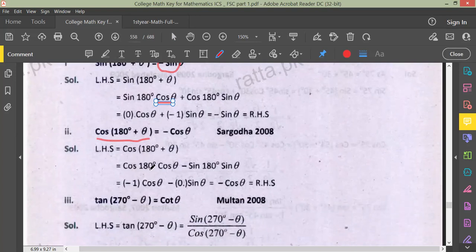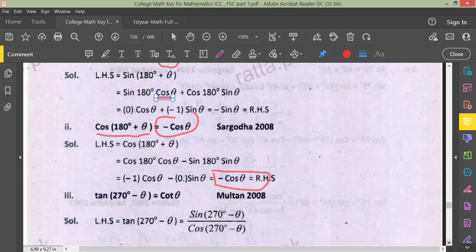So this will be equal to cos of 180 cos of theta minus sine of 180 sine of theta. We know that cos of 180 is equal to minus 1 and sine of 180 is equal to 0. So after simplification, our answer will be equal to minus cos of theta, which is equal to the right hand side. So left hand side is equal to right hand side.